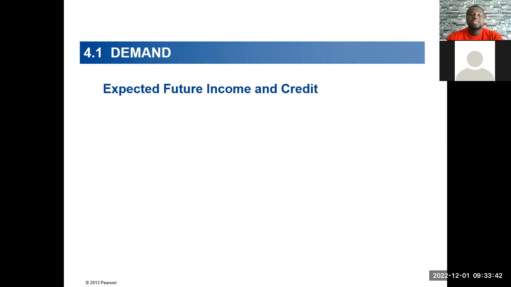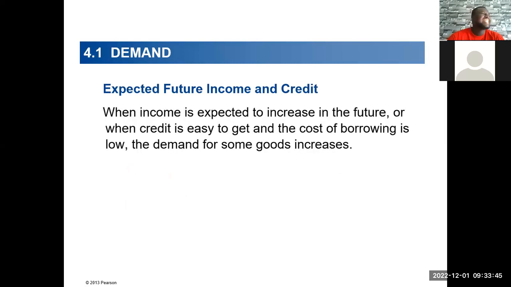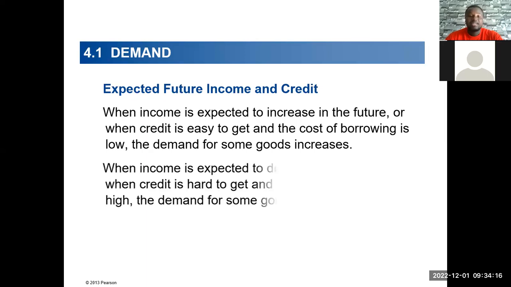And then expected future income and credit. Now, if you expect an increase in income in the future, it will boost your consumption now. You start to what? Increase your demand because you are consuming against your future income. You do that a lot. And then if we can easily get credit, if you can easily borrow money at a very low cost, people tend to borrow more and then they tend to increase their demand. Okay, so when we expect future income, we tend to consume more, so the demand is high and vice versa.